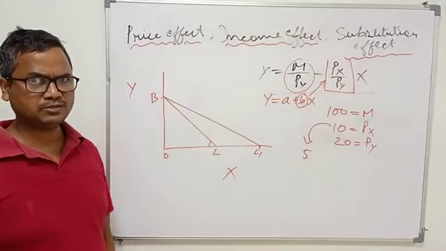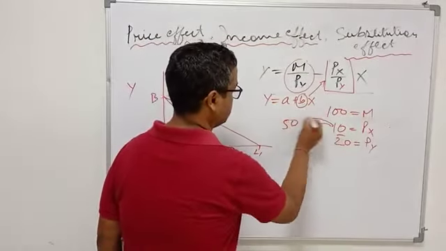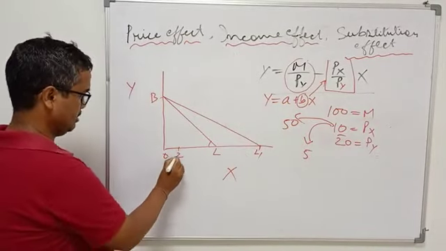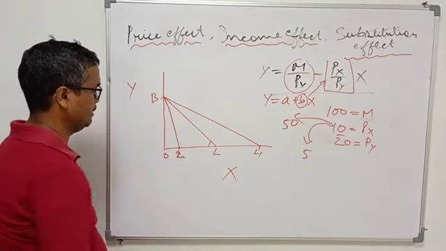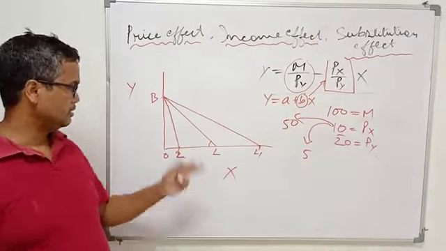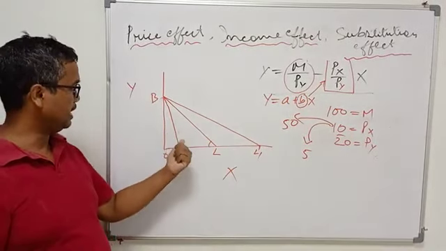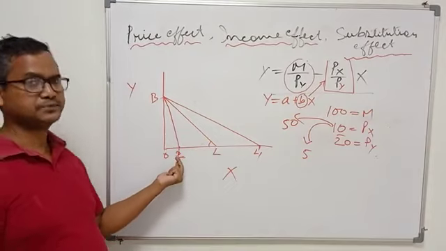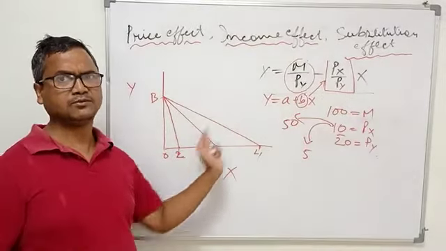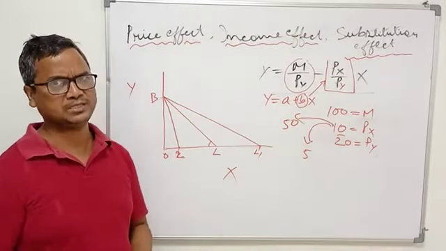Again, if we assume the price of x has increased, suppose from 10 to 50 rupees, then you can purchase only 2 units of x. We are assuming this is 2. If you join, you will get the line on the left side. BL is the original line. If the price of x increases, the budget line will come to the left side. And if the price of x reduces, it will go to the right side. In this way the budget line shifts depending upon whose price is changing. Got it?